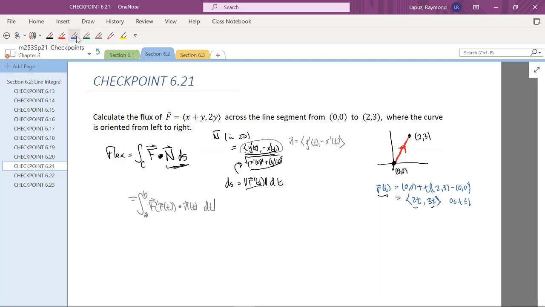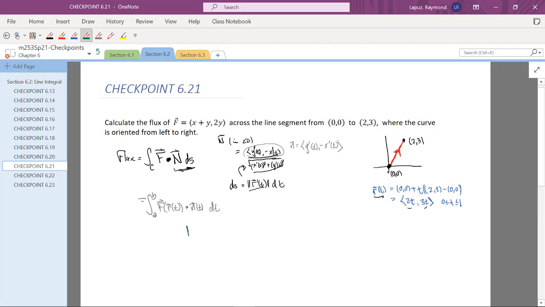All right, so that means we should probably figure out what f of r of t is. F is x plus y, and x is 2t, and y is 3t. So that's the first component. And then we have 2 times y, 2 times 3t. And we get our f of r of t.